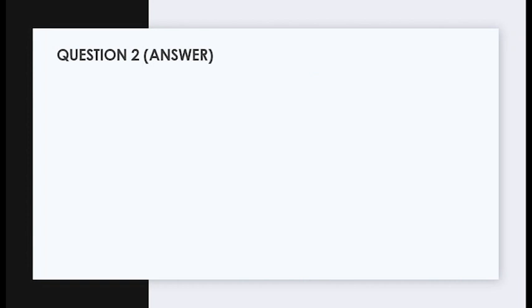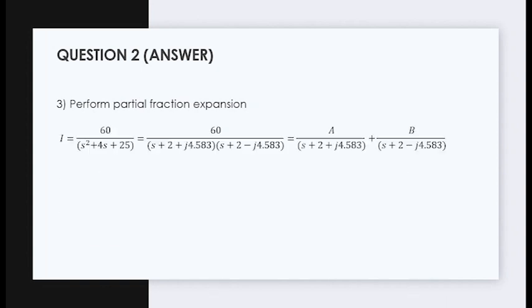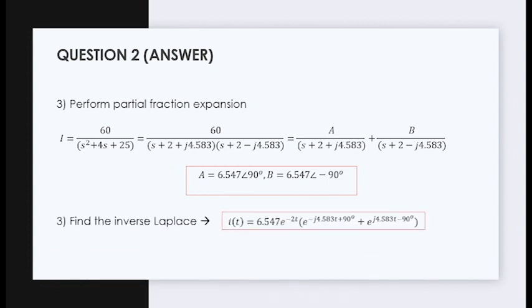Just like in the previous question, the next step is to perform the partial fraction expansion to solve for A and B. Again, you can use any method of your choice to solve for this A and B. Once you solve for A and B, you can find the inverse Laplace for I. And this i of t can be further simplified using the trigonometry identity.